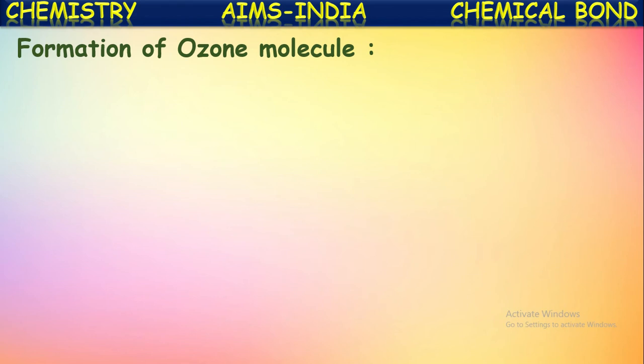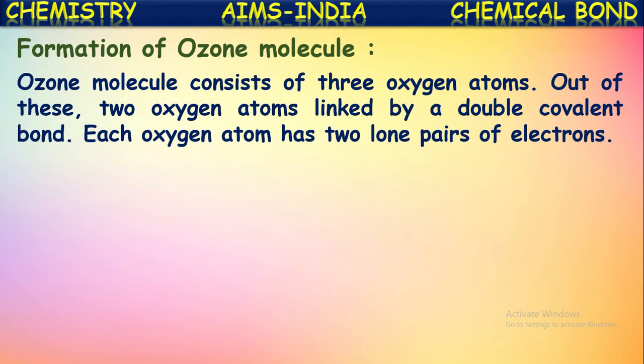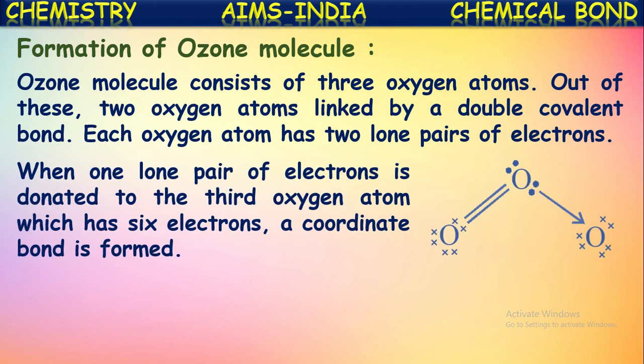We know the molecular formula of ozone as O3. The ozone molecule consists of three oxygen atoms. Out of these, two oxygen atoms are linked by a double covalent bond. So when three atoms are clubbed, first two oxygen atoms will be joined together by the formation of a double covalent bond or double bond. Now, each oxygen atom has two lone pairs of electrons. See here, first these two oxygen atoms are combined by sharing two pairs of electrons between them.